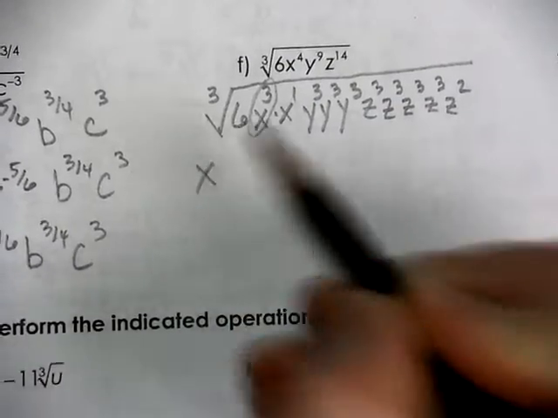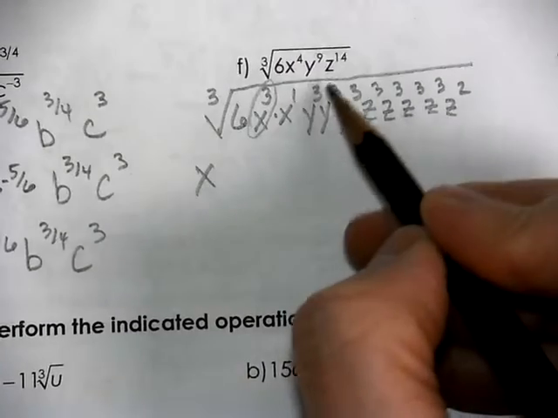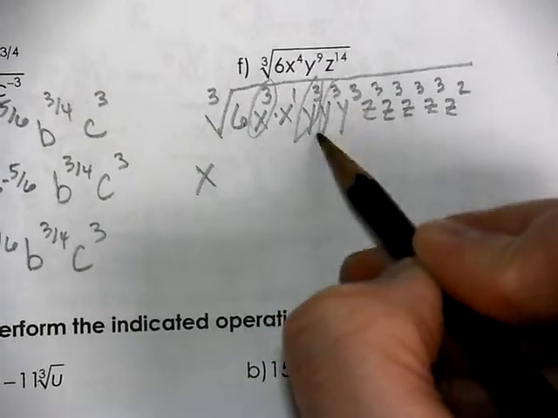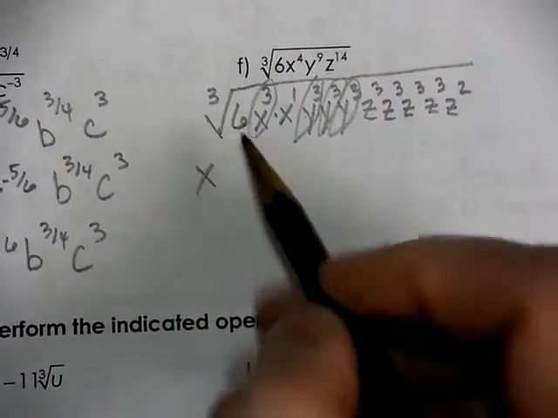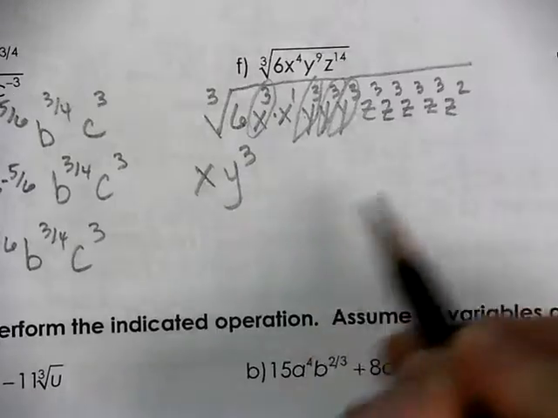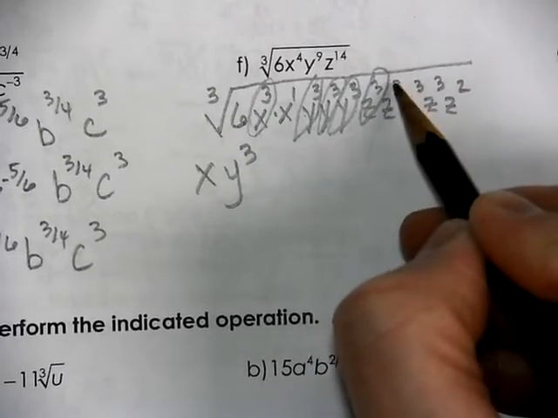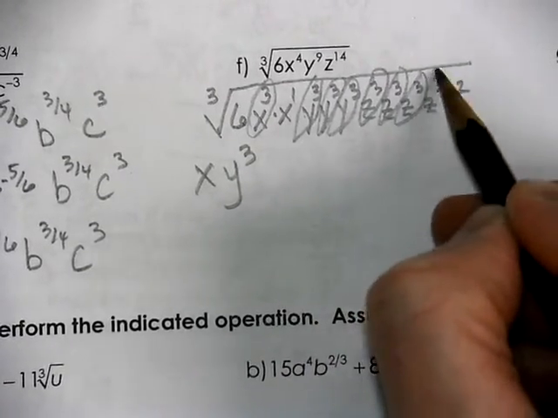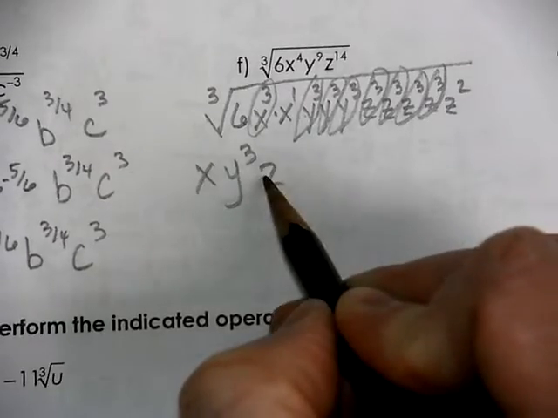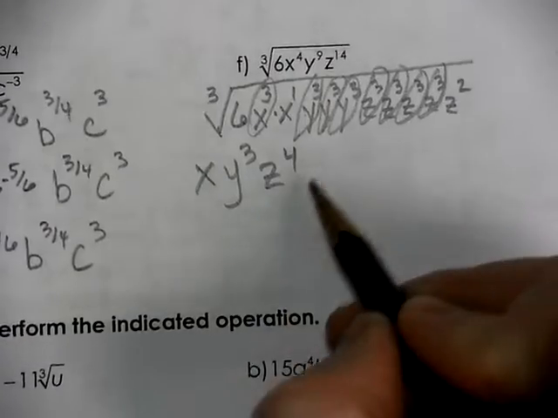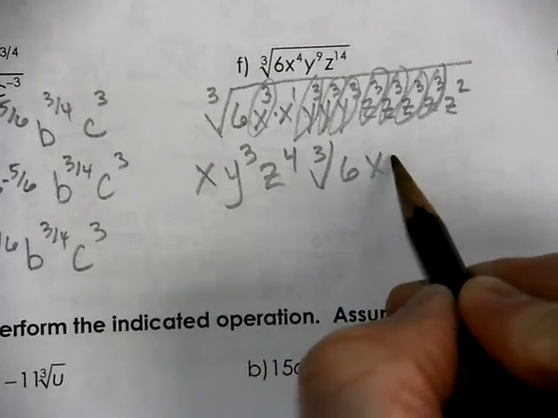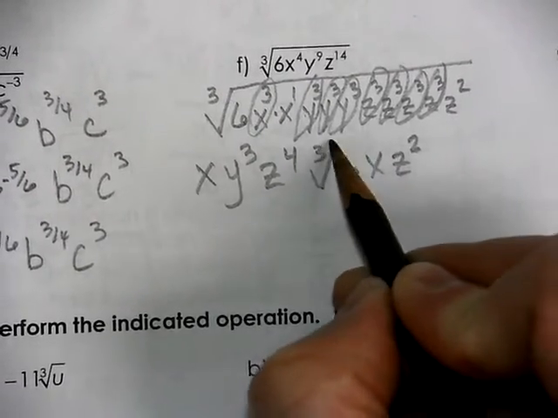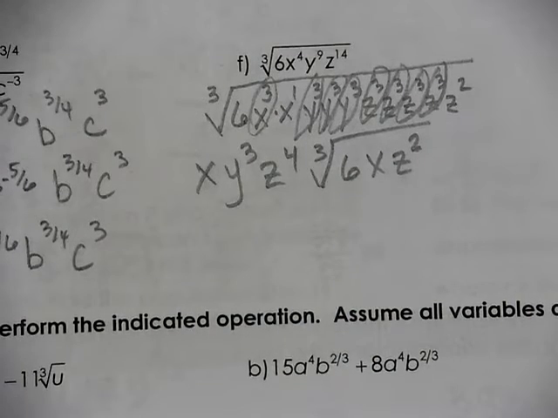You have 3 x's, so you can pull out an x. You have 3 y's. You have a y, another y, and another y, so you have y cubed. 1z, 2z, 3z, 4 different z's. So this is the cube root of 6xz squared. Everything else that's left in there.